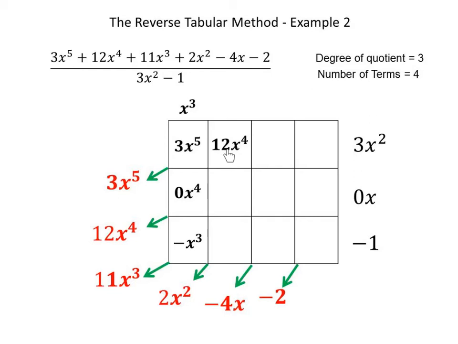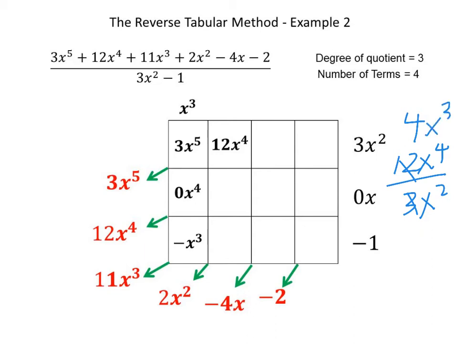We need to use this expression here to determine what this second term of the quotient will be, because we know that 3x squared times something gives me 12x to the fourth. So let's just do a basic division to find what that will be: 12x to the fourth divided by 3x squared. This will cancel this, I get 4, and then x to the 4 divided by x to the second will give me x to the second.